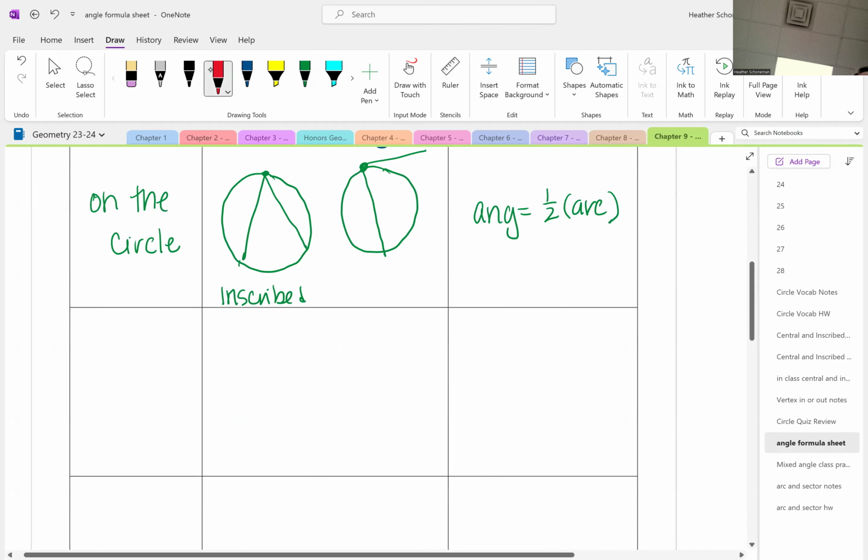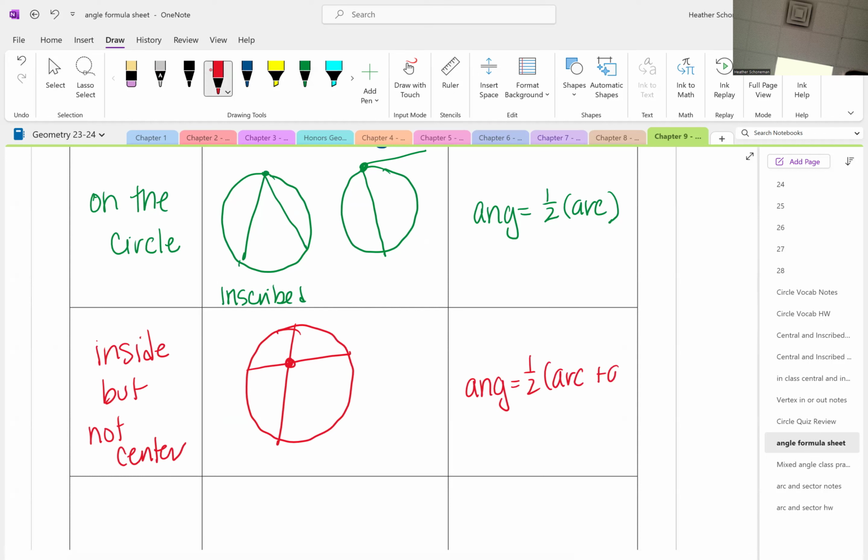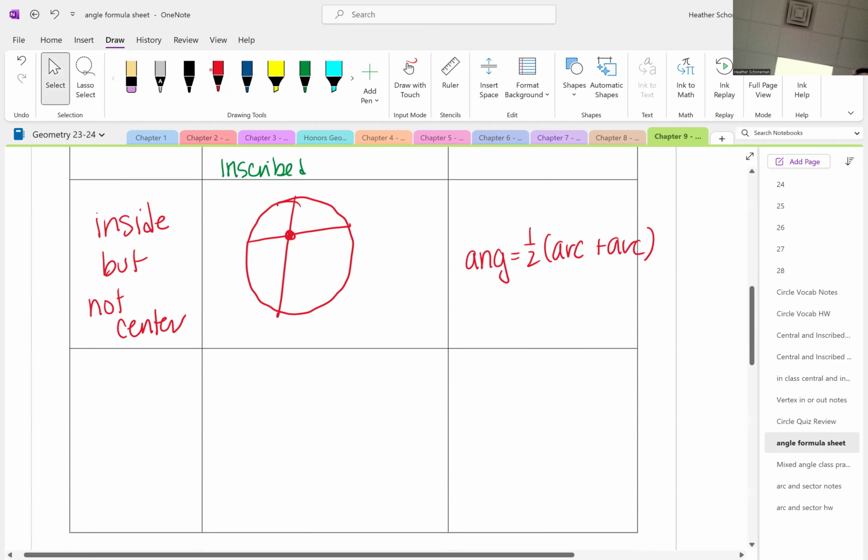Okay, option 3, inside, but not the center. So that's when you have two chords that are intersecting, and it will look like this. And when that's the case, when it's inside, the angle equals 1/2 the sum of the two arcs.